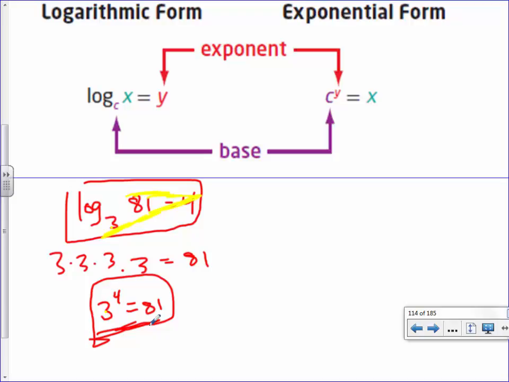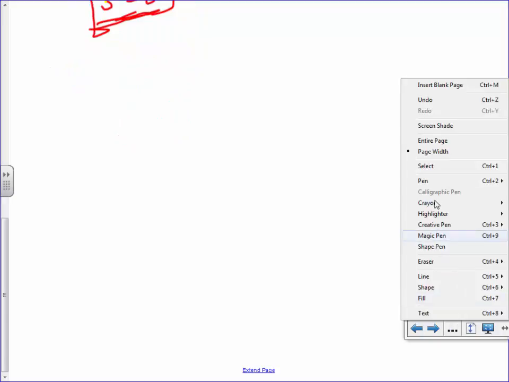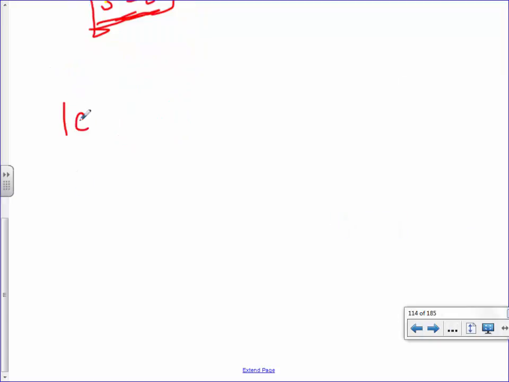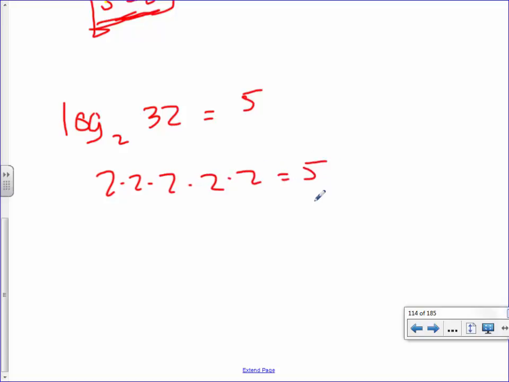Let me try another example here. Log base 2 of 32. You want to know how many 2s go into 32? It's 5. Because 2 times 2 is 4, times 2 is 8, times 2 is 16, times 2 is 32. So then it'd be 2 to the power of 5.